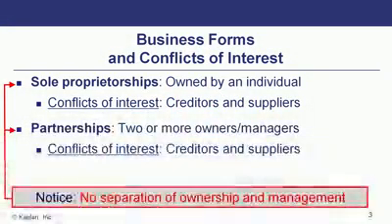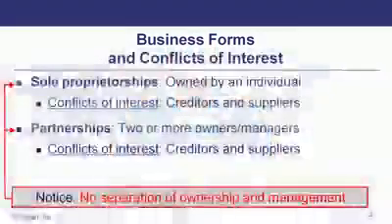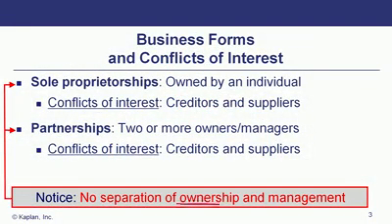Business form is going to determine, to some extent, the conflicts that we're going to have to deal with. If we're talking about a sole proprietorship, that's just, I own a business. I'm the owner. I'm the manager. I was the only owner, the only equity stakeholder. I was also the only creditor of the business. There was no separation of ownership and management. What does that mean? There still could be conflicts of interest between creditors and suppliers, but that's really not what we're talking about.